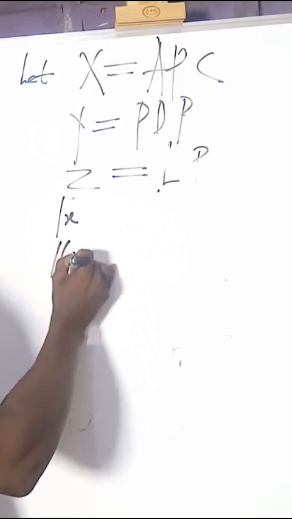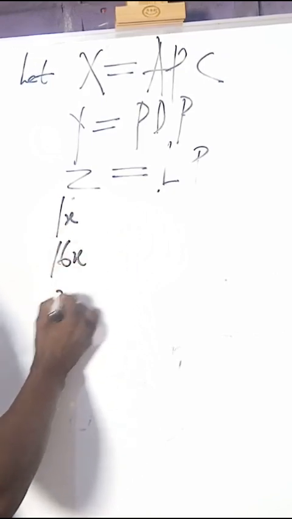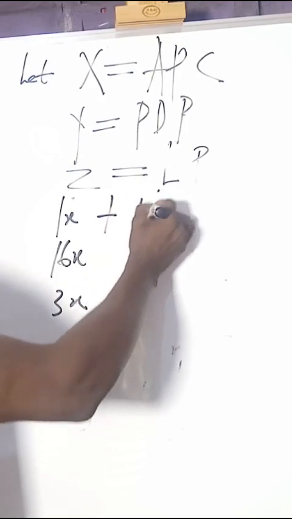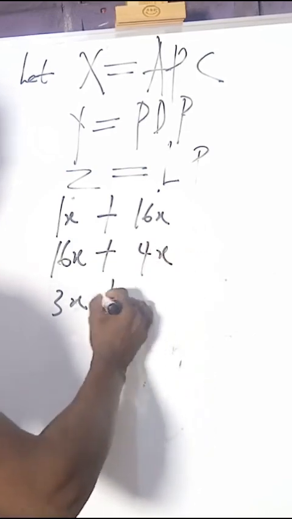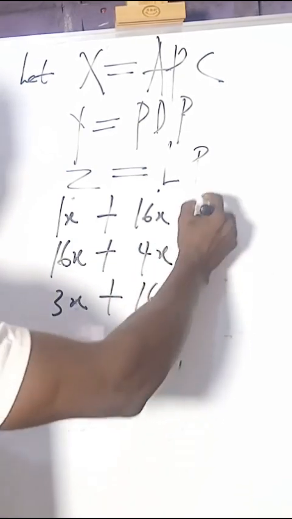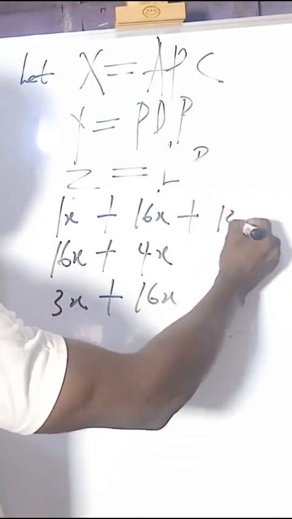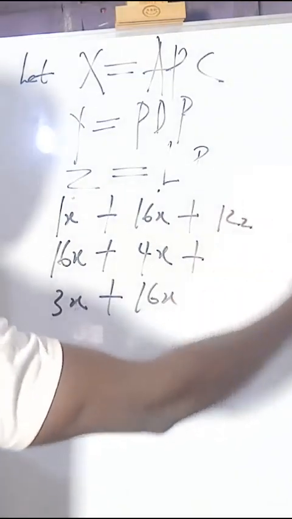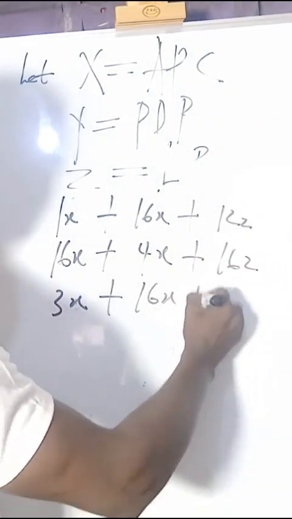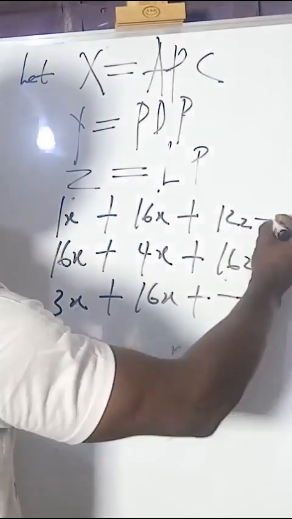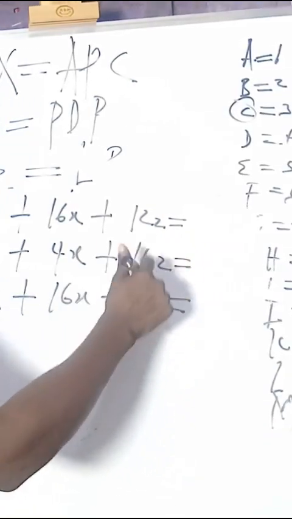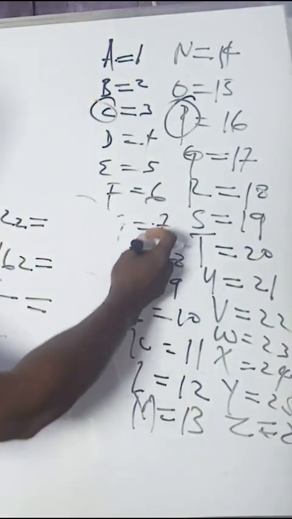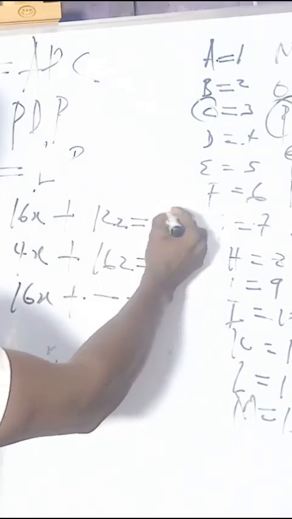We have 16x, then we have 3x plus 16x plus 4x plus 16x plus 12z plus 16z plus 0, and that is equal to our green, white, green. Like I told you before, g is numerically interpreted as 7. So in the place of green, we're going to have 7.